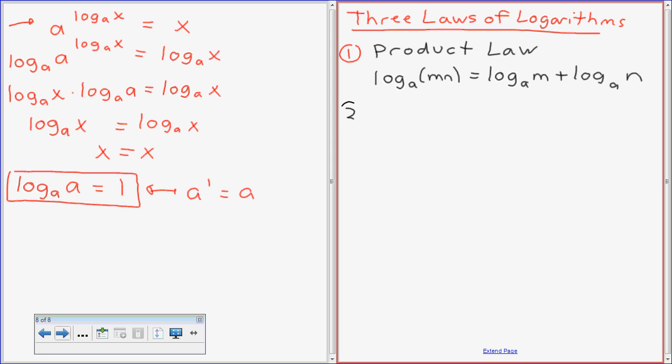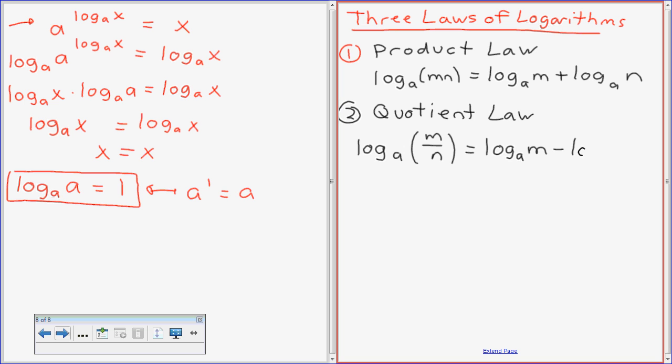Number 2 is the quotient law, which is log A, and we already used this one today. And this is just like exponents, right? The same way exponents work, the same laws happen.